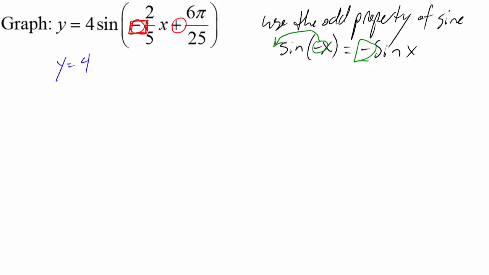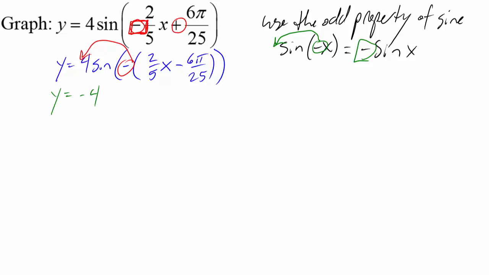So we have y equals 4 sine of now negative, and once we yank that out of the 2/5 x, we have a positive 2/5 x left. And then the 6 pi over 25 now becomes a minus 6 pi over 25. And now we use that odd property of sine so that we can pull that negative sign out in front to leave us with y equals negative 4 sine of the quantity 2/5 x minus 6 pi over 25. And it's this modified, or if you prefer, new and improved version of our original problem that we're going to base everything else off of from here on out.